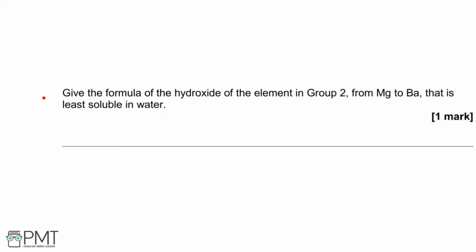Give the formula of the hydroxide of the element in group 2 from magnesium to barium that is least soluble in water. This question is worth 1 mark, which means we just need to give the formula. We don't have to justify or explain our answer at all.